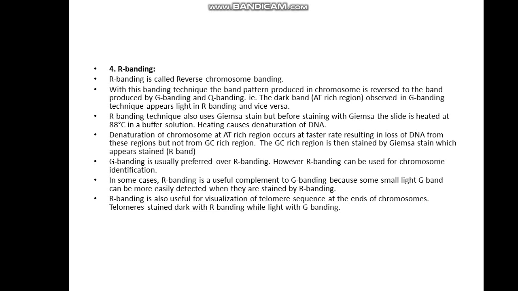Then comes the R banding, which is known as reverse chromosomal banding. In this banding technique, the band pattern produced in the chromosome is the reverse of the bands produced by G and Q banding. So it is known as reverse chromosome banding. The dark band, which is an AT-rich region observed in G banding technique, appears light in R banding and vice versa. R banding technique also uses Giemsa stain, but before staining with Giemsa, the slide is heated at 88 degrees Celsius in a buffer solution.